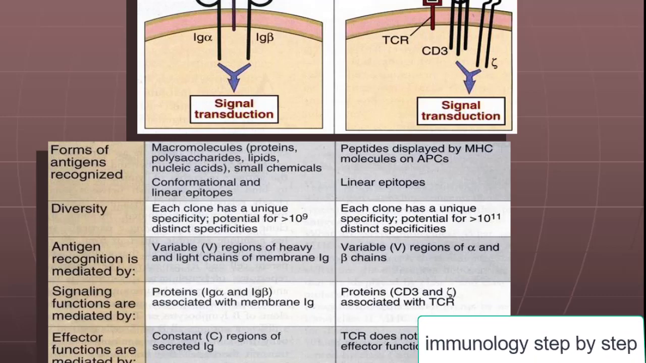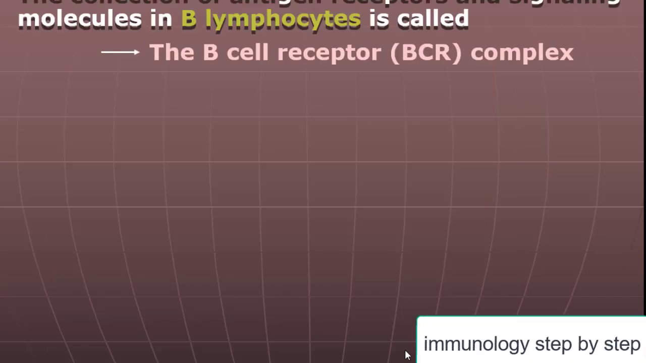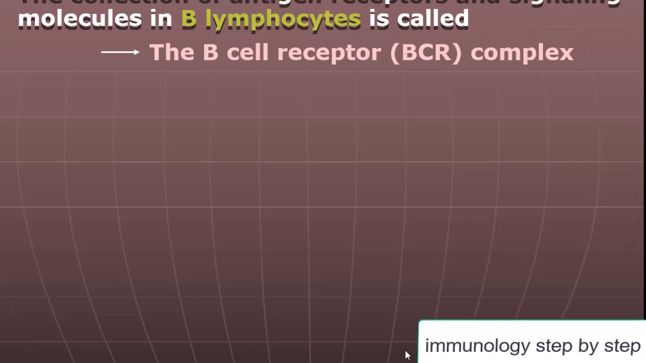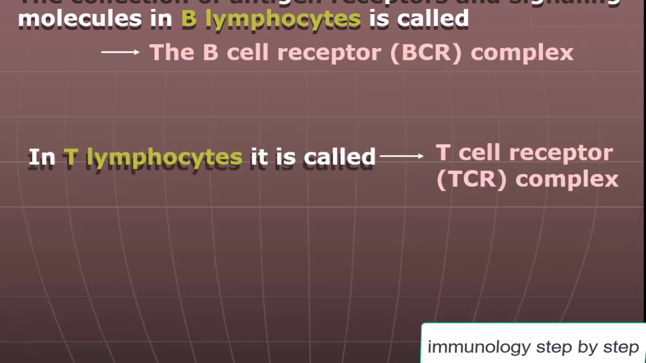Effector functions are mediated by the constant C region of the secreted Ig, and the T cell receptor doesn't serve effector functions. The collection of antigen receptor and signaling molecules in a B lymphocyte is called the B cell receptor complex, BCR. In a T lymphocyte, it's called the T cell receptor complex, TCR.